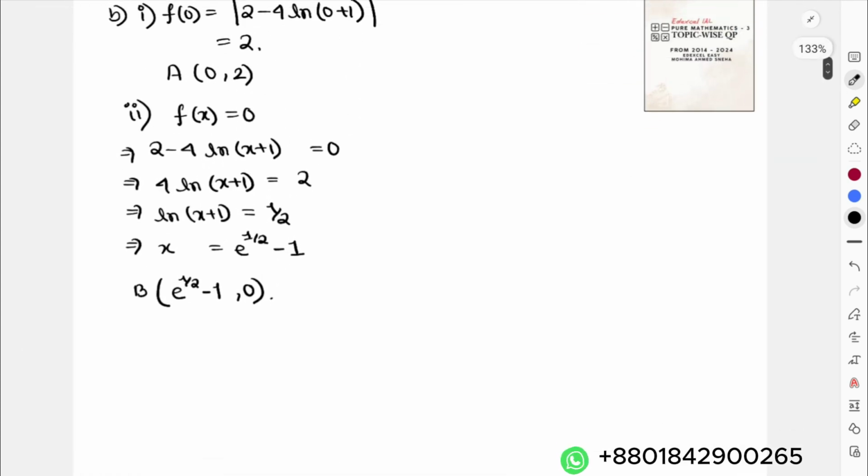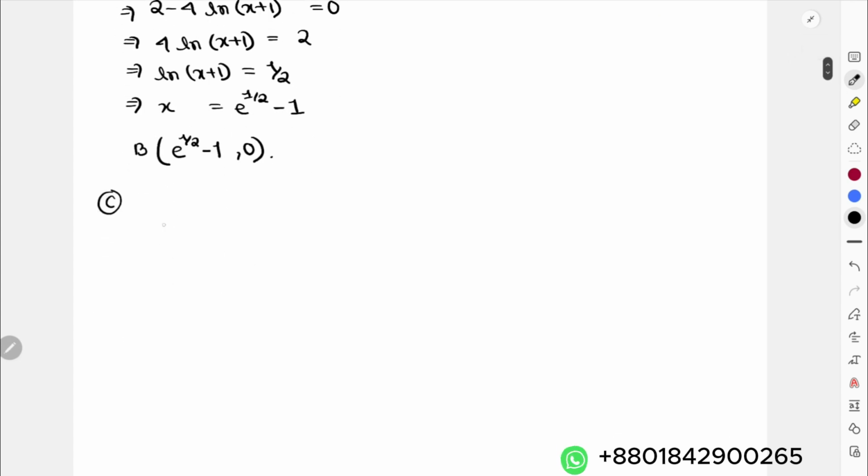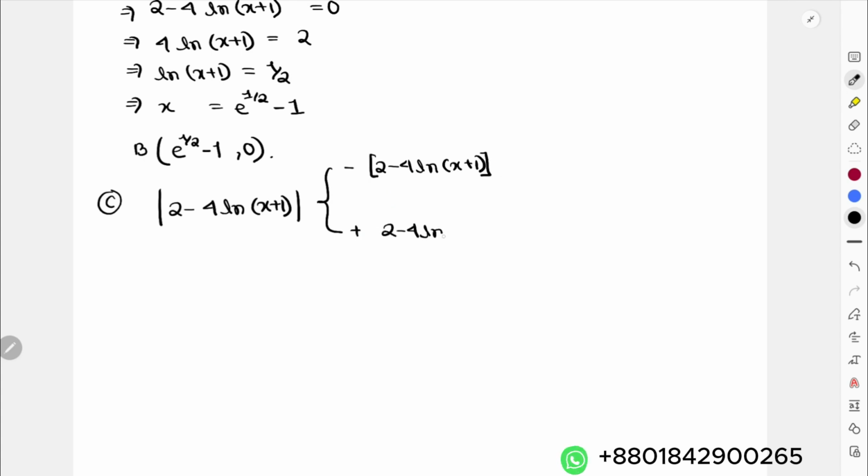We have plenty of space, so we can start from here. If I'm working with the function 2 minus 4 ln of the modulus of x plus 1, that means over here we have a positive value and also another negative value, right? A positive and a negative value. 2 minus 4 ln(x plus 1), and the negative and positive versions.